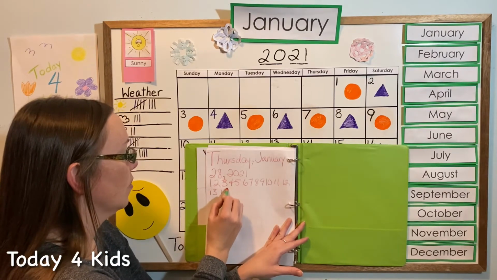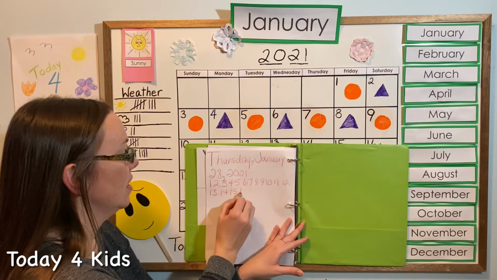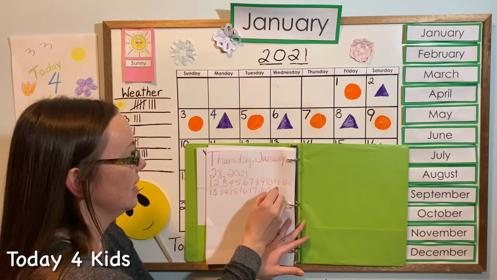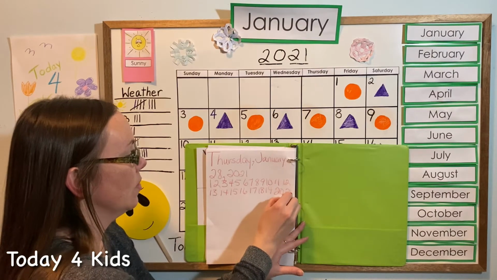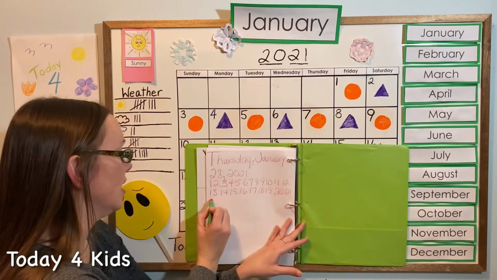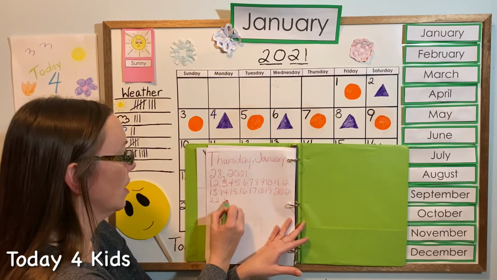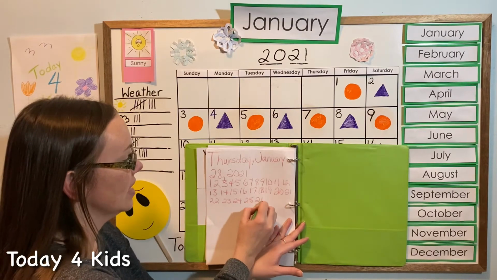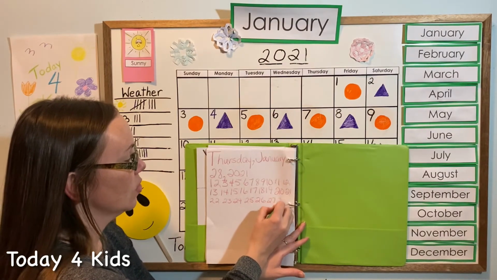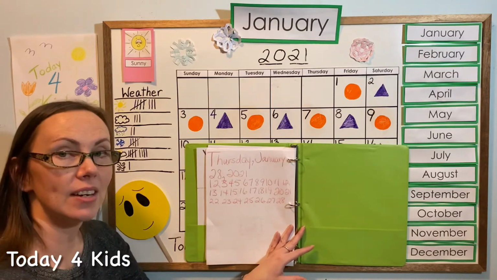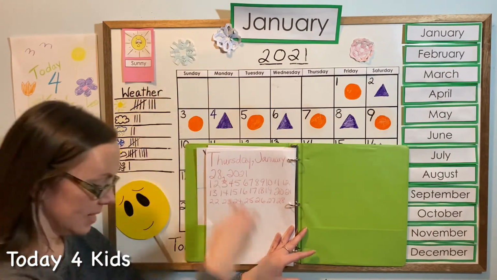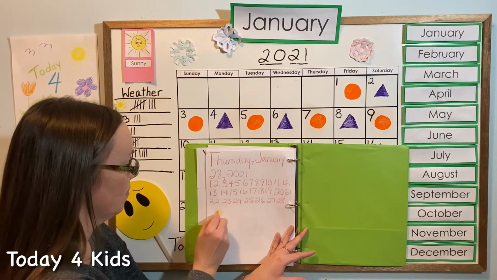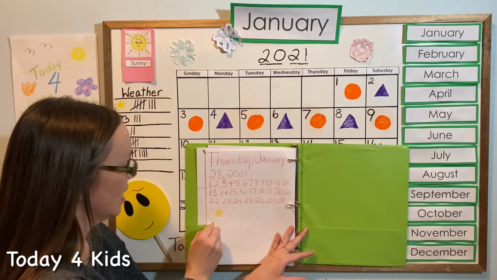13, 14, 15, 16, 17, 18, 19, 20, 21. I ran out of room, so I'm going to go down and come back to the beginning. 22, 23, 24, 25, 26, 27, 28. My goodness, that was a lot of numbers. And today it is sunny. So I'm going to pull out my yellow crayon and draw a circle with some sun rays.